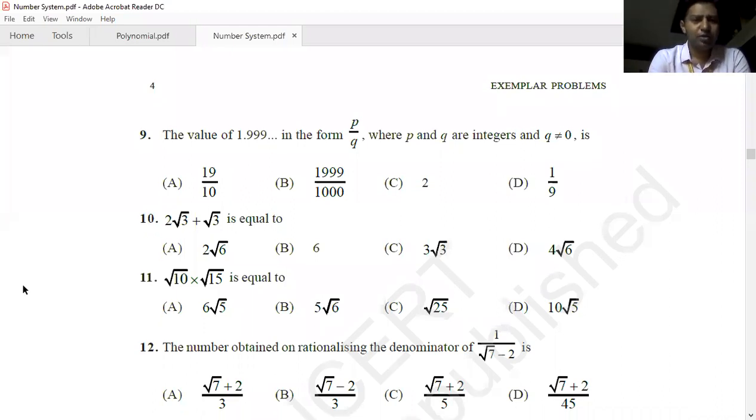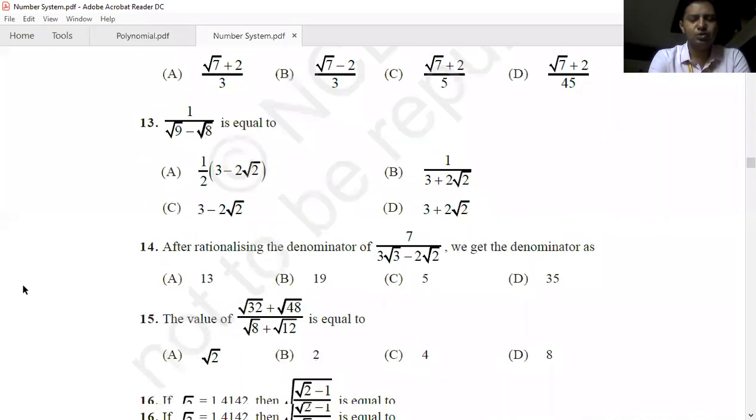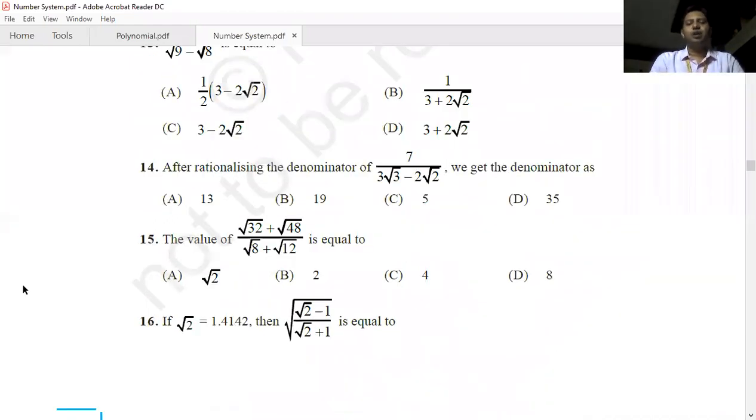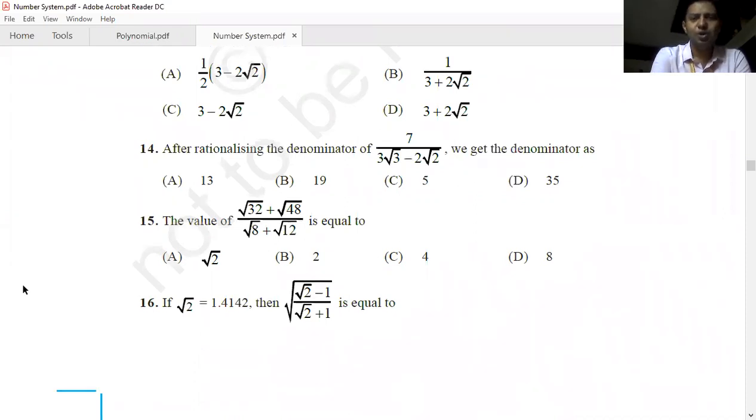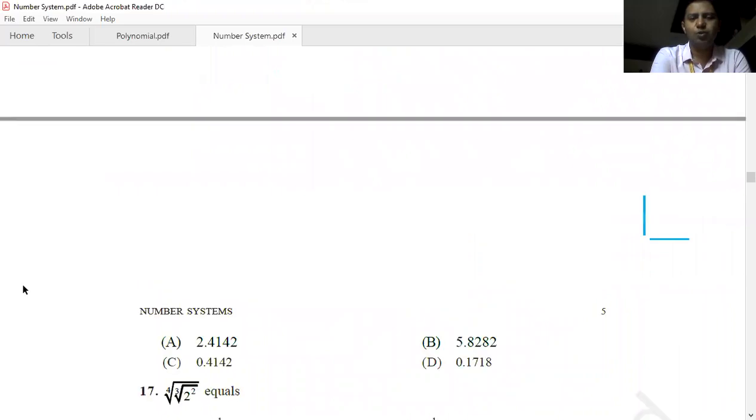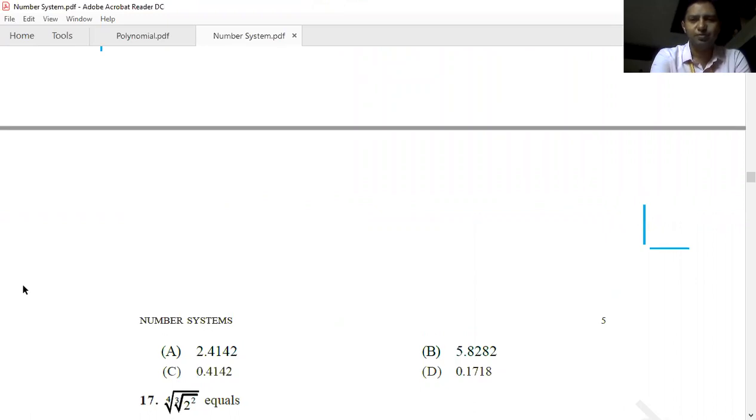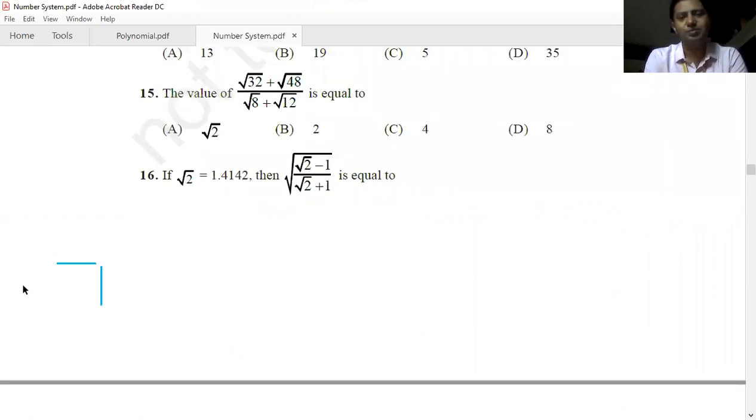Now I like one question very personally. This question is question number 16 on your screen. If root 2 is 1.4142, then the value of (root 2 minus 1) upon (root 2 plus 1) is, and I'll show you the options as well. The options are 2.412, 5.8282, 0.4142, and 0.1718. Now, this question is a challenge for you people.